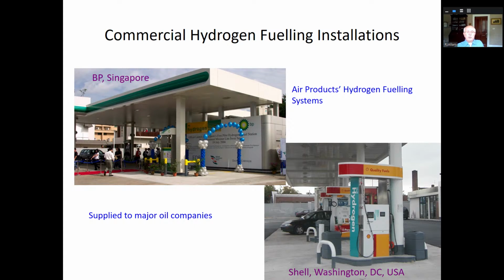These filling stations for ultra high pressure hydrogen have been in existence since about 2000 or 2002. The first two stations which my old company, Air Products, built were for BP in Singapore, this one here, and for Shell in Washington, DC. And these stations have been in operation for quite a few years. Next slide.